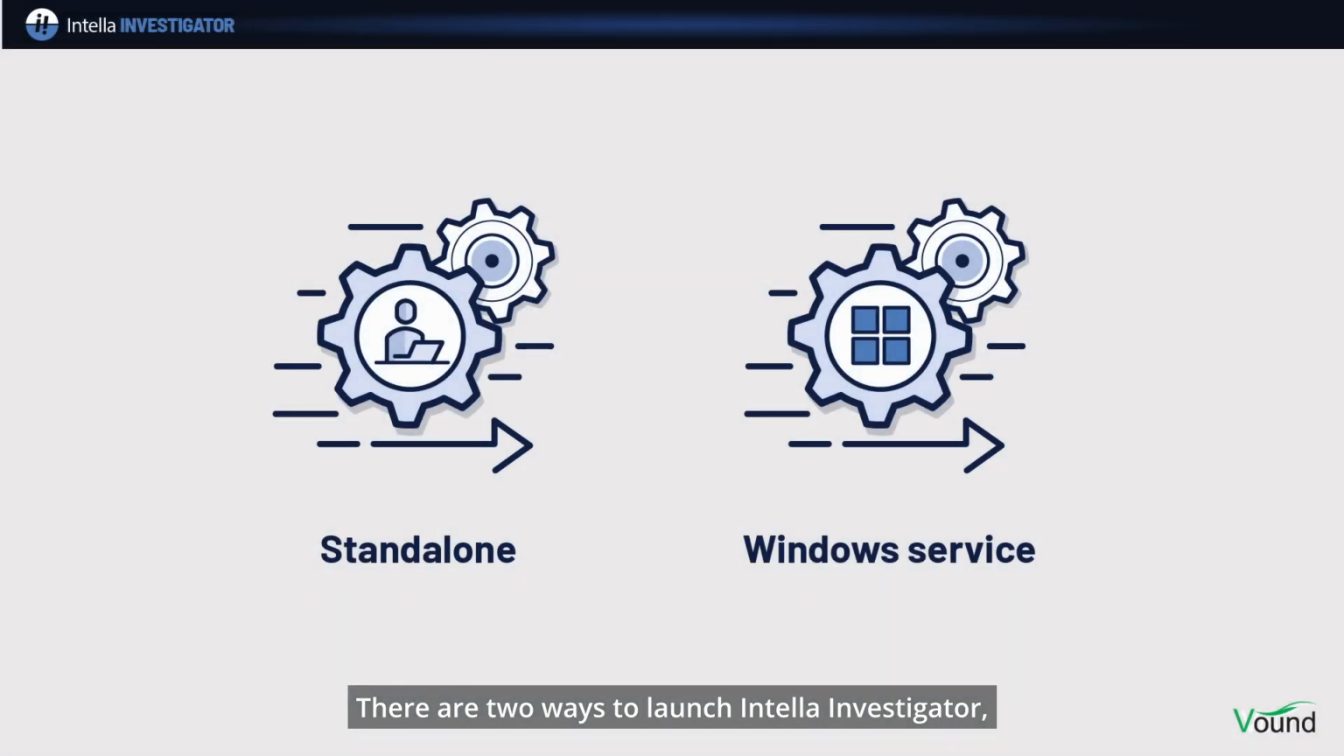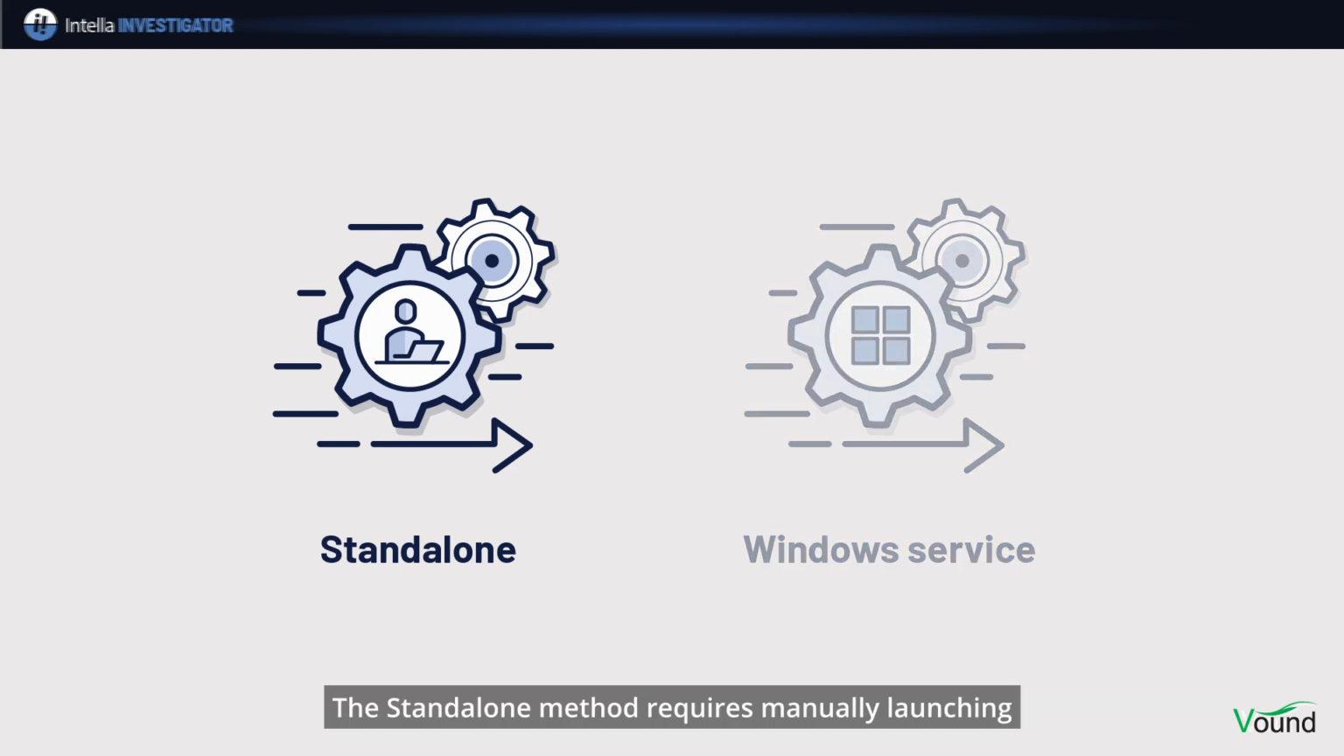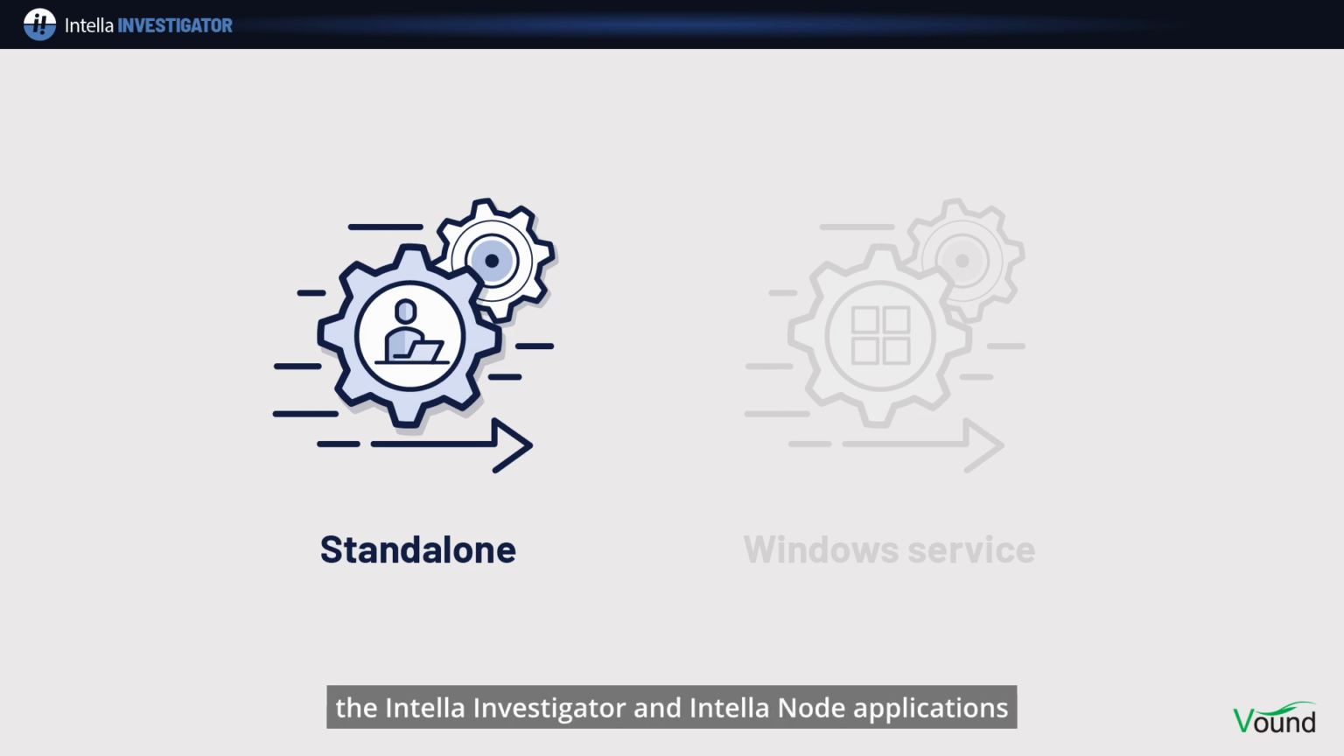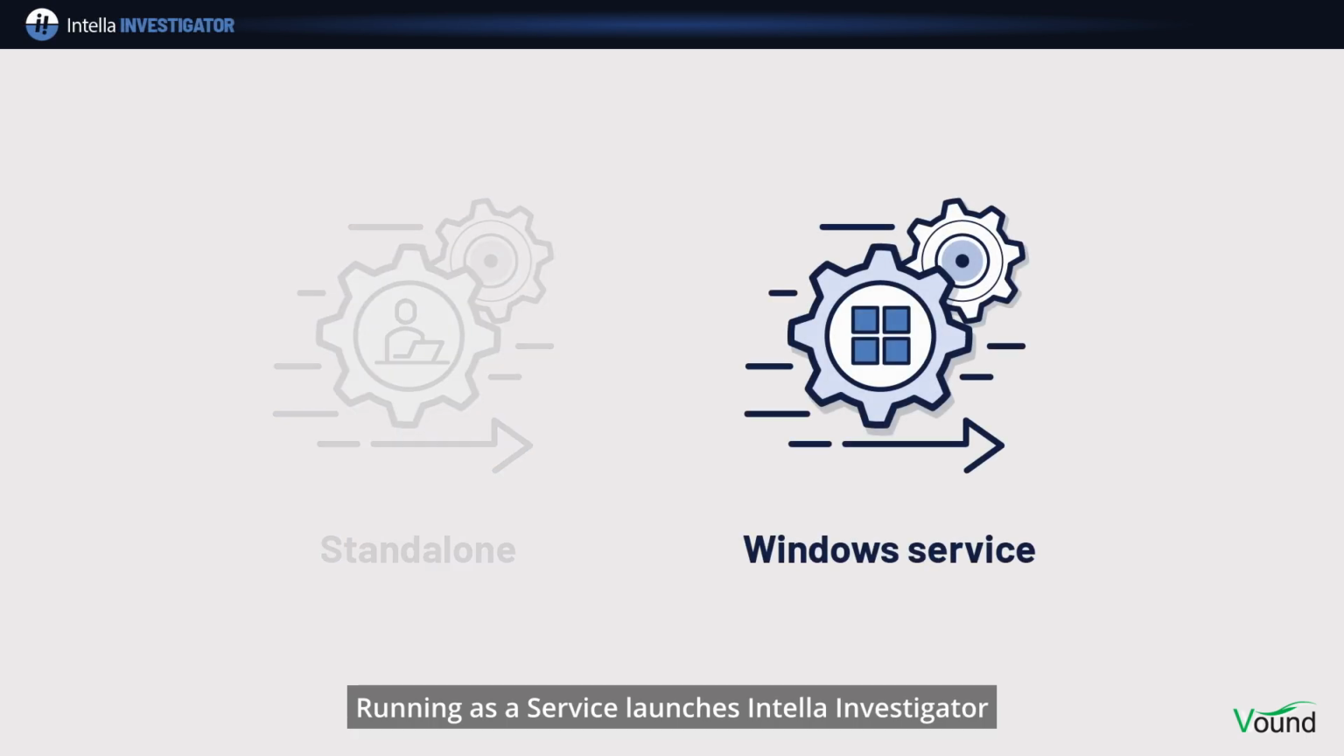There are two ways to launch Intella Investigator: as a standalone application or as a Windows service. The standalone method requires manually launching the Intella Investigator and Intella Node applications by double-clicking their icons. In this mode, they run only while you are logged in and stop when you log out or reboot. Running as a service launches Intella Investigator and Intella Node automatically at startup to run in the background continuously, regardless of user sessions. Services are controlled through the Windows Services utility rather than opening the program directly. From Services, you can start, stop, or restart the Intella services.